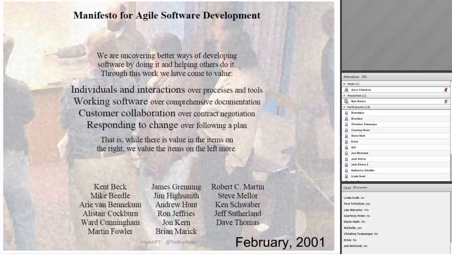Through this work, we have come to value, and these next four things are the Agile values: individuals and interactions over processes and tools, working software over comprehensive documentation, customer collaboration over contract negotiation, responding to change over following a plan. That is, while there is value in the items on the right, we value the items on the left more.